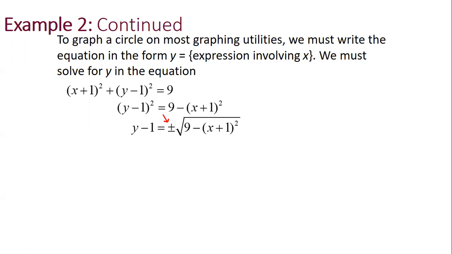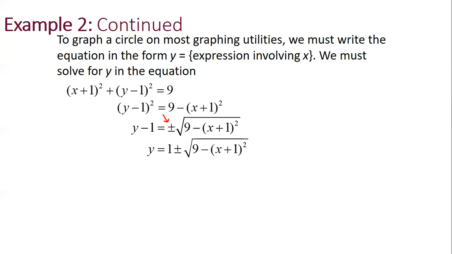And the last thing we're gonna do is move our constant from the left side. So we're gonna add 1 to both sides. So now we have 1 plus or minus the square root of 9 minus x plus 1 squared. No, you cannot put that in the calculator, okay?